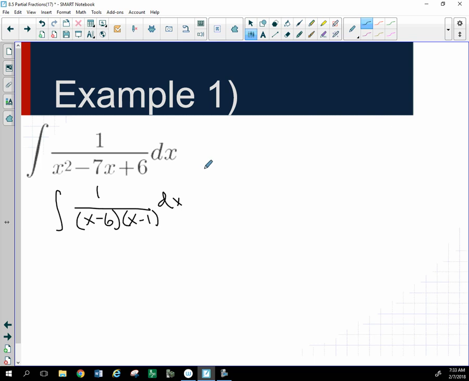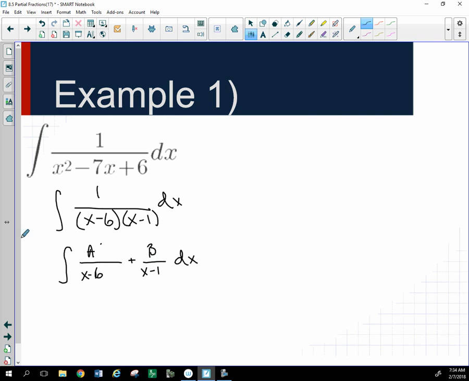Well, what we can do is break this into two different fractions added together, because if I was to say A over x minus 6 plus B over x minus 1, and I went with common denominators for these guys, it would end up getting me back to something like this. So that's my first step: I'm going to cross multiply these, get common denominators, and set it equal to the numerator.